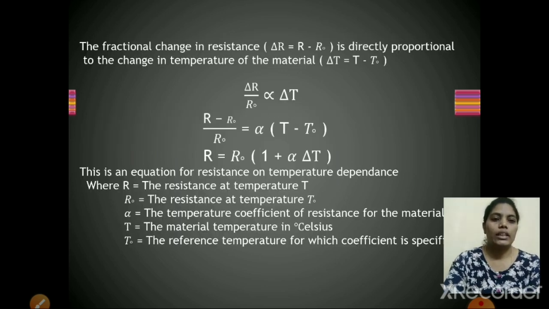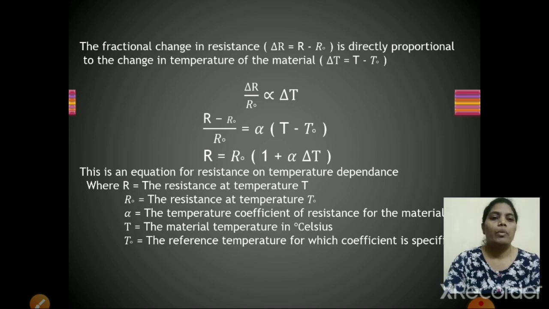Now let us see how we can express this temperature coefficient of resistance. The fractional change in resistance is directly proportional to the change in temperature of the material. This fractional change is expressed as delta R, which is R minus R naught, and the change in temperature of the material is expressed as delta T, which is T minus T naught. Now here the relation is delta R by R naught is directly proportional to delta T.